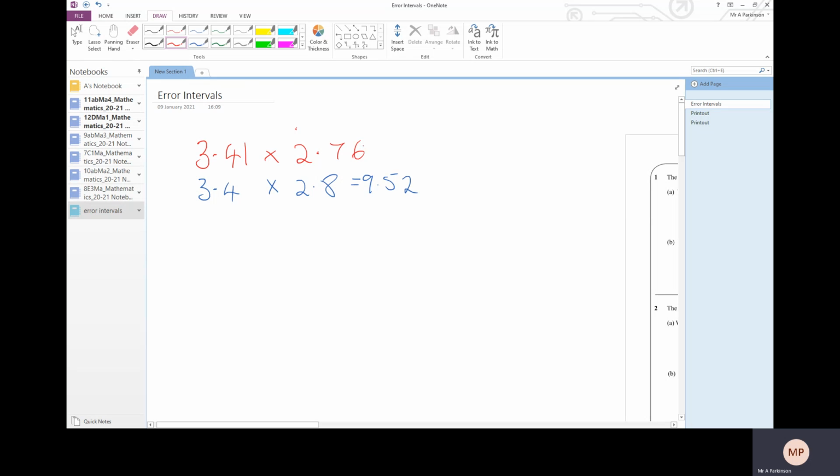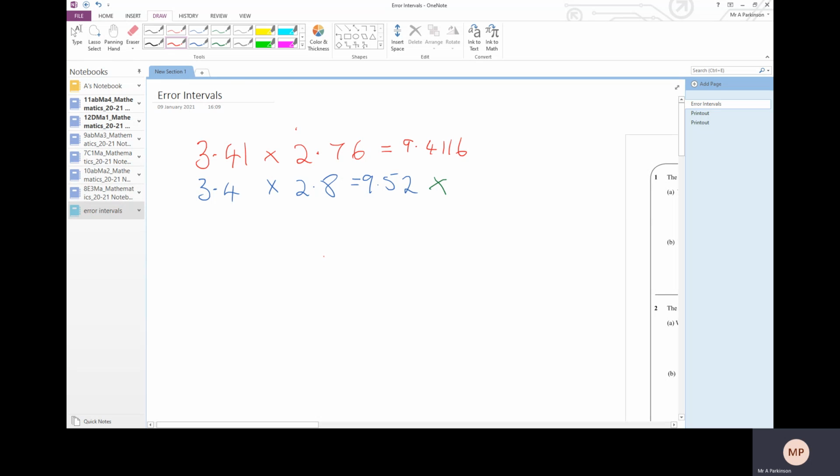But if we go back to the original question, because we've rounded, 3.41 times 2.76 is actually 9.4116, which means this answer, because we've rounded, is wrong. And that's why it's called an error interval, because it's acceptable, but it's wrong. And what you need to do is to try and work out what would be the acceptable range of any answer. Now, to do that, you need to think about how you round a number.